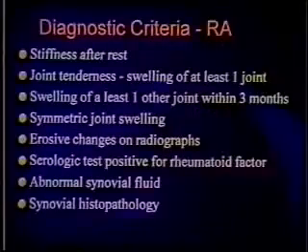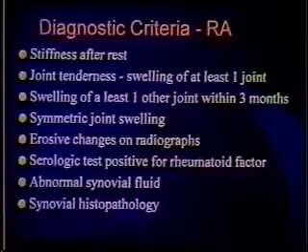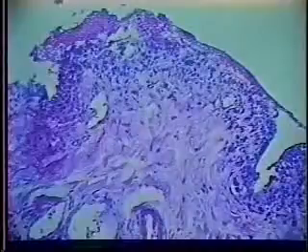Diagnostic criteria for rheumatoid arthritis: stiffness after rest, joint tenderness, swelling of at least one other joint, symmetrical joint swelling, erosive changes on your radiograph. You'd want to submit serum for a rheumatoid factor test to see if it is rheumatoid factor positive, and then you'd look at your synovial fluid. This is a histopathology of a joint with rheumatoid arthritis, and you can see the heavy infiltration of inflammatory cells underneath the joint capsule there. And if you take another look at it, you can see again the villus formation here with a heavy infiltrate of inflammatory cells.